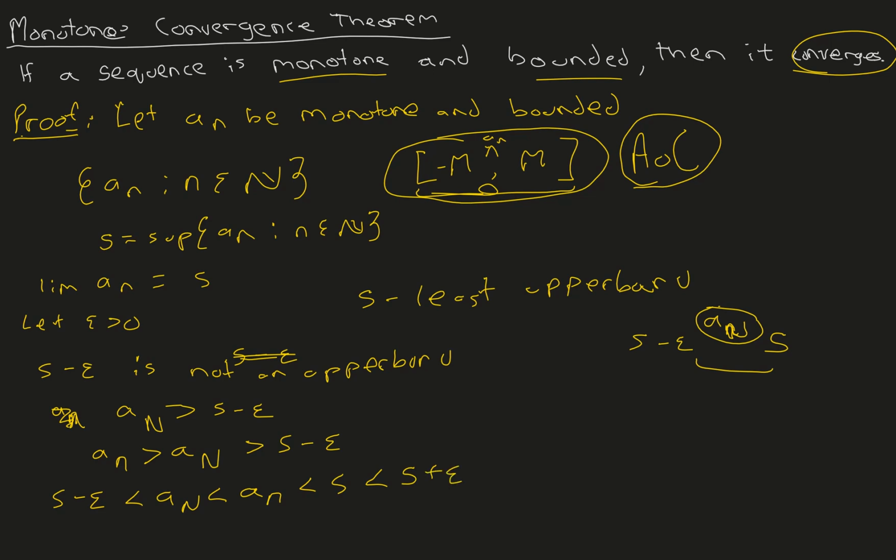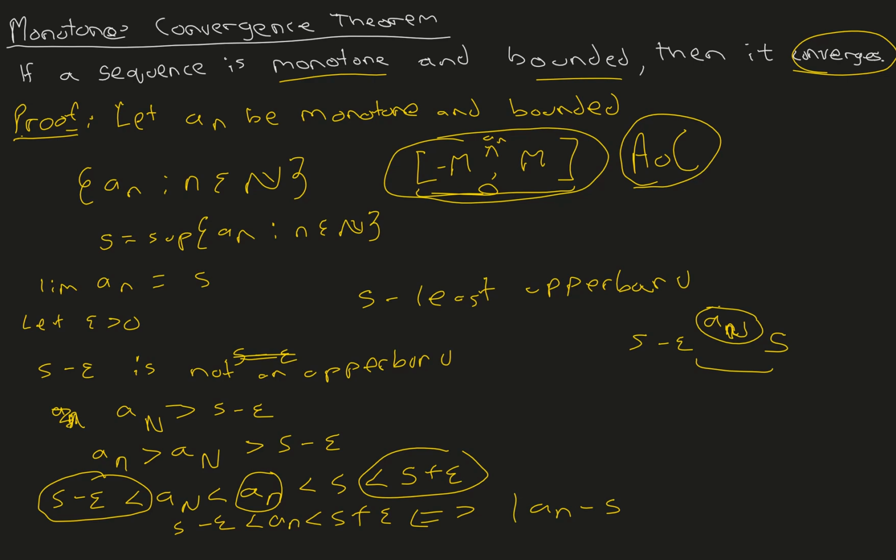Now we're nearly done with the proof. We combine them to look something like this: s minus epsilon is less than a_n, which is less than s plus epsilon, and this is the same as the absolute value of a_n minus s being less than epsilon. Now we've shown that it converges, because we have taken s to be our candidate limit. So we have proved that every sequence which is monotone and bounded certainly converges to some limit.